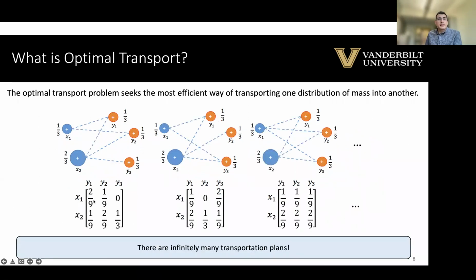Or we could have split both of these mass particles and carried essentially everything to everything in this case. So we can see that there are infinitely many transportation plans that we can have to transport one set of mass distribution to another. And optimal transport is asking this question of which one of these is the most optimal way of transporting mass from the blue distribution to the orange distribution.